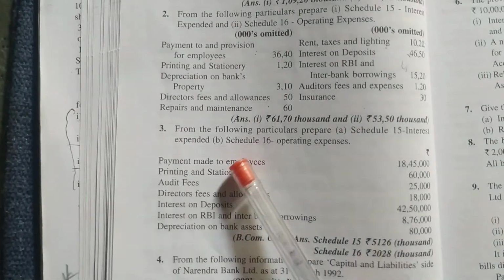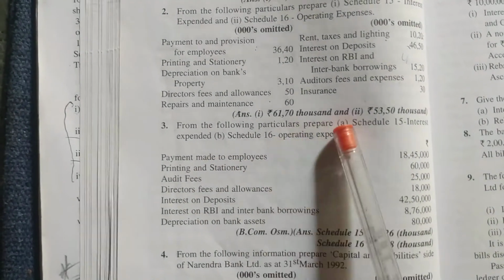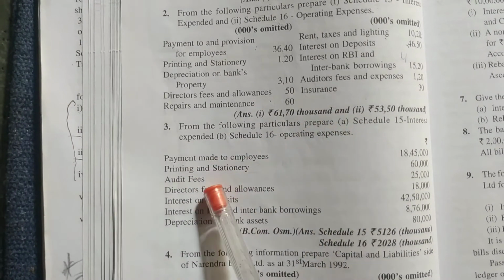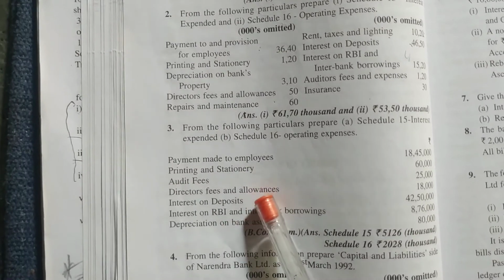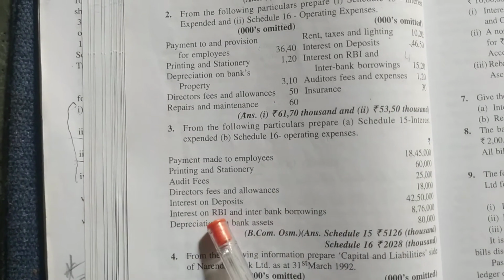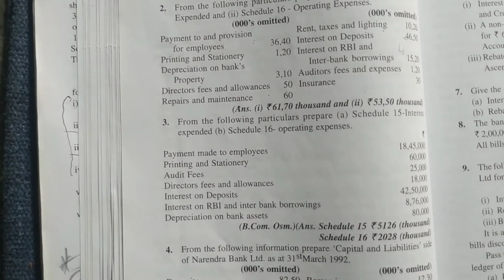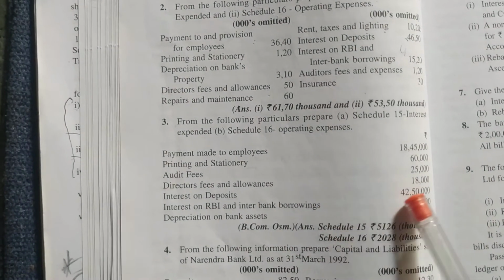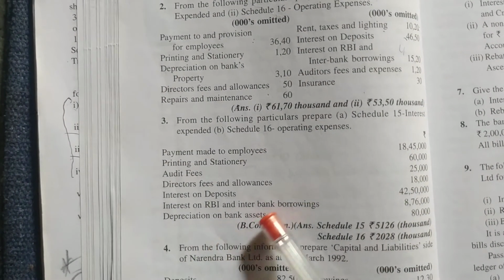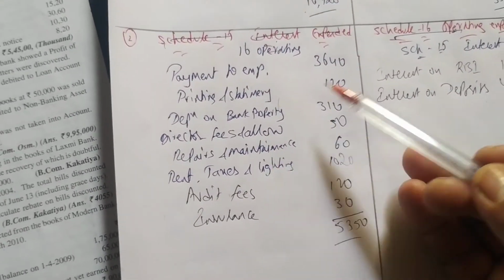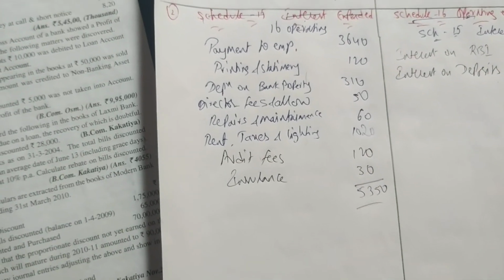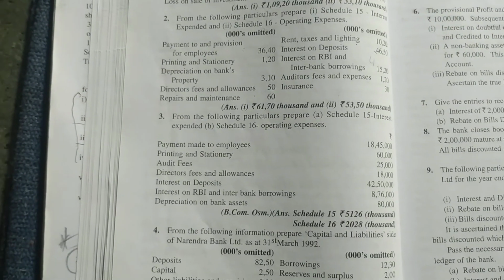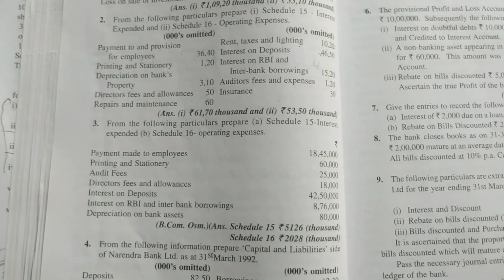Question number 3. Payment made to employees, operating expenses; printing and stationery, operating; audit fees, operating; director fees and allowance, operating; interest on deposits, this you have to write under interest expended; interest on borrowings, you have to write under interest expended; depreciation on bank assets, you have to write under operating expenses. Okay, like this prepare two schedules, schedule number 15 and schedule number 16. It's very easy to solve these questions. Solve these, after that we'll go for long problems.